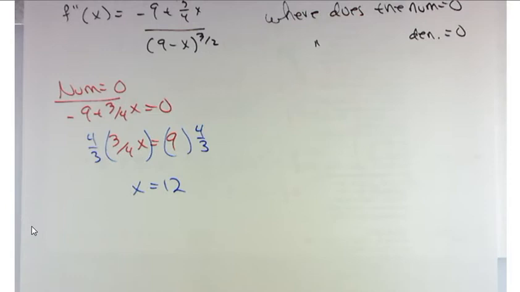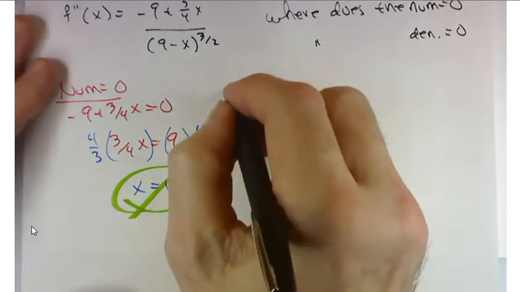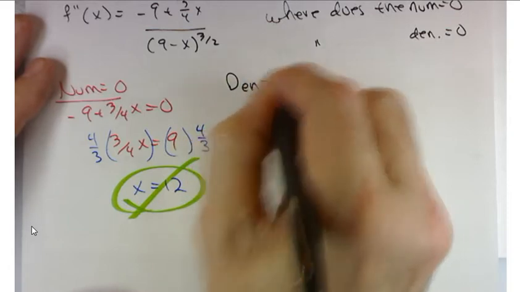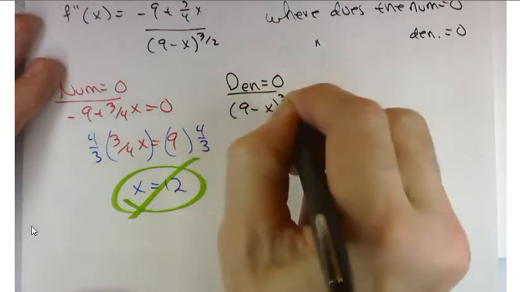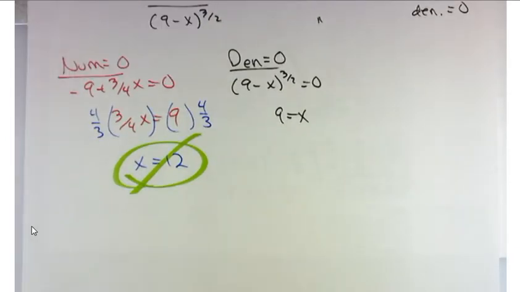What's wrong with 12? Ah, well done. It's outside of the domain. The function just doesn't exist there. So even though the second derivative could change signs there, the function itself doesn't exist at 12. You'd get an imaginary number. So it can't change signs there. 9 is at the edge of the domain. When we look at the denominator equals 0, that's going to be 9 minus x to the 3/2 equals 0. That's going to be the same as before. 9 is equal to x. It just means that that's a sticky point.